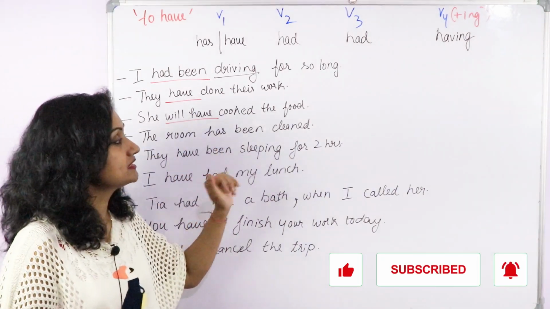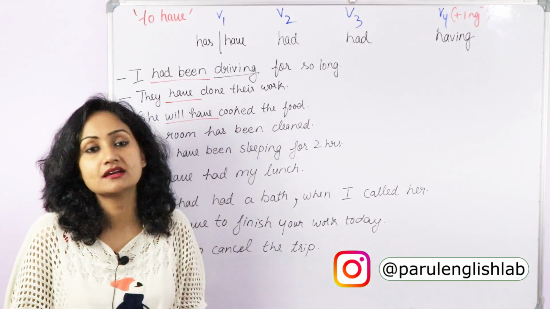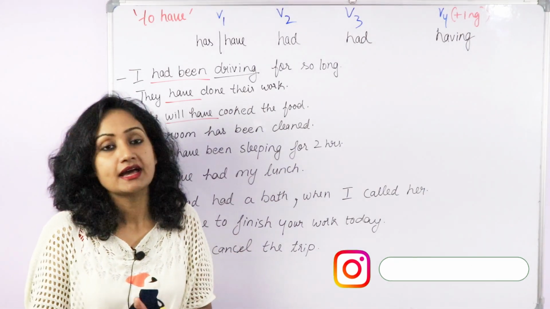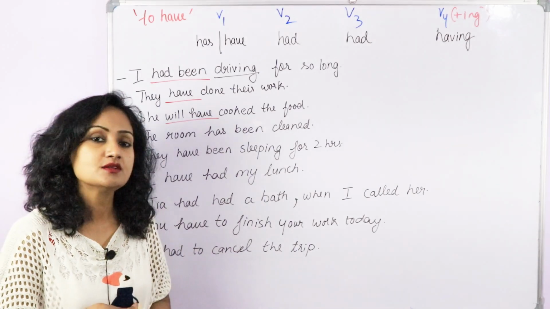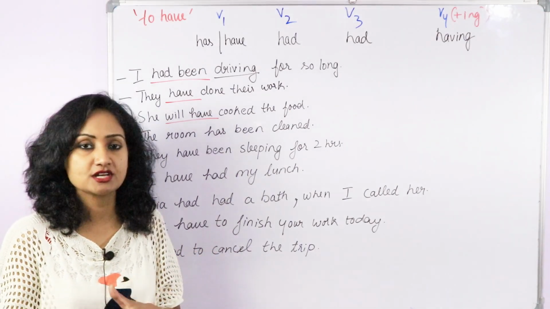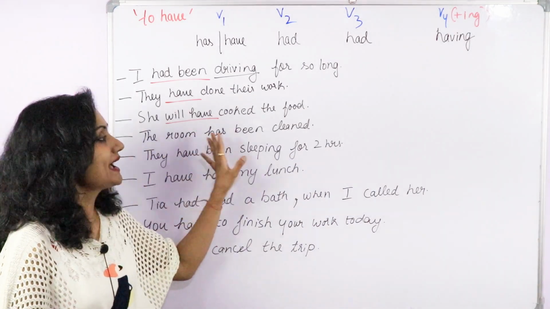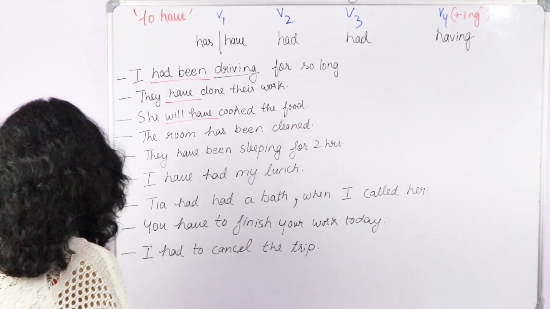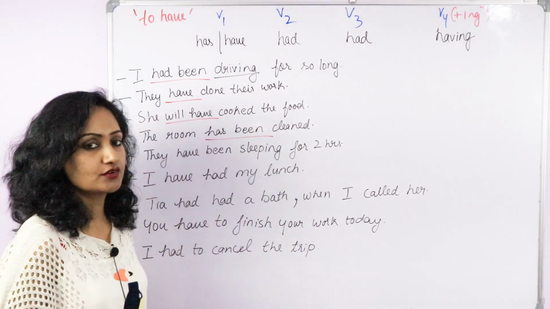The room has been cleaned. So it's a passive sentence, and we know that whenever we make a passive sentence, we use auxiliary verb with the main verb, and we use to have verbs in passive sentences in perfect tenses: present perfect, past perfect, and future perfect. So this is present perfect. The room has been cleaned. Okay, so here main verb is cleaned and has been is auxiliary verb.